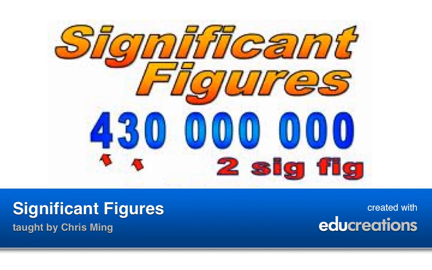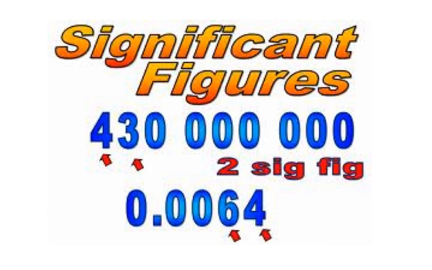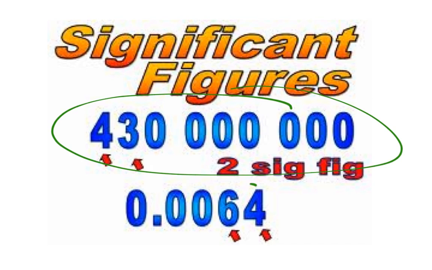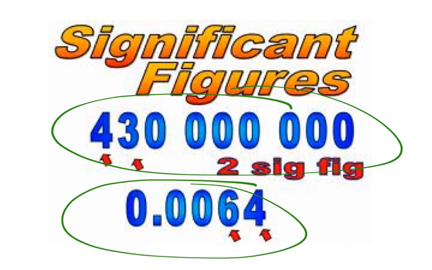Alright, this next topic is all about taking measurements and how we report those measurements. And what we're looking at is the number of significant figures, or the numbers that matter the most. Despite the fact that we have a very, very large value on top and a very small value on bottom, they both contain the same number of significant figures.